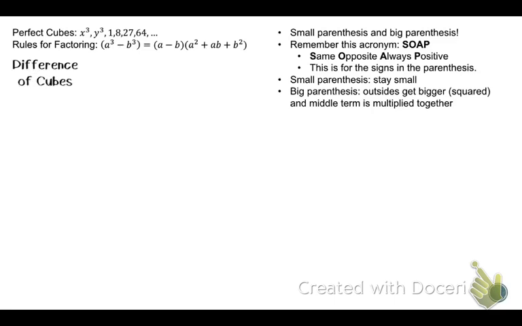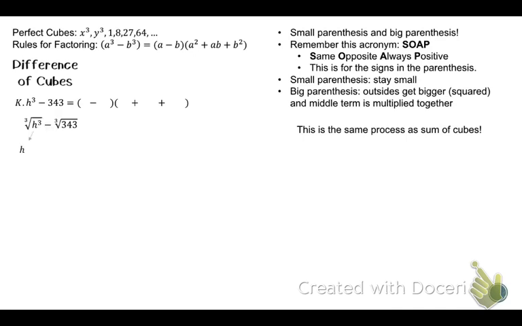I might want you to try m and n. Let's do one difference of cubes. So h cubed minus 343. Same process as sum of cubes. So small parenthesis, big parenthesis. Now our signs are just different because it's same, so a minus sign, opposite, plus sign, always positive, plus sign. Cube root both of those. Cube root of h cubed is h. Cube root of 343 is 7. So that's going to be h minus 7. And then h squared, 7 squared is 49. And then that middle term is 7h.